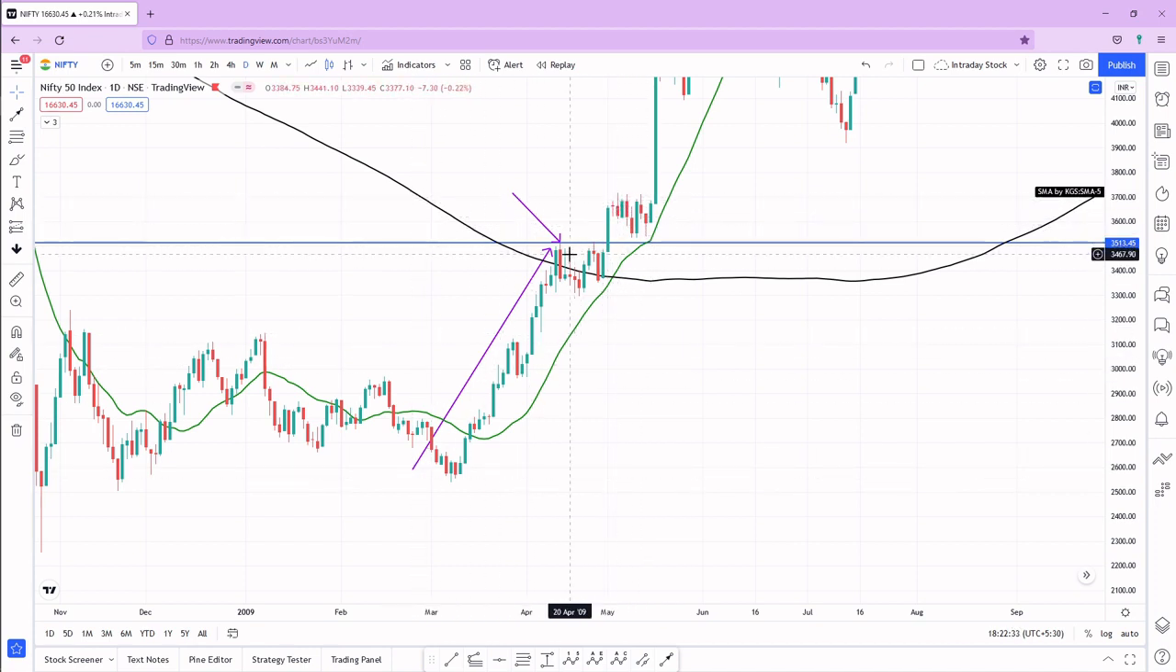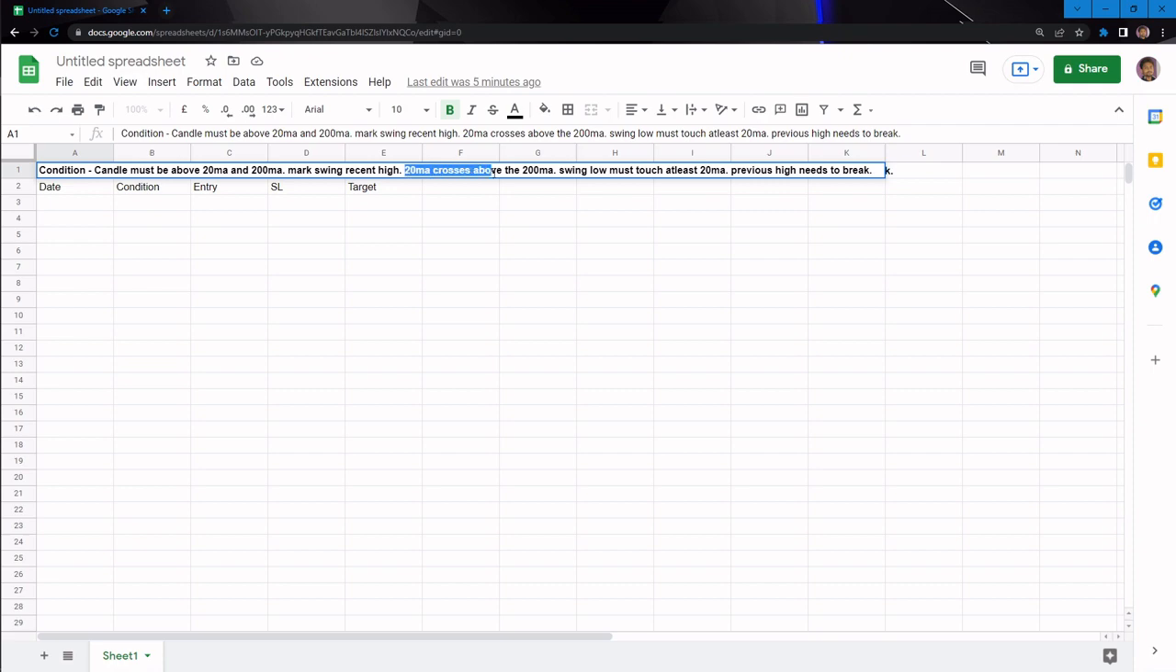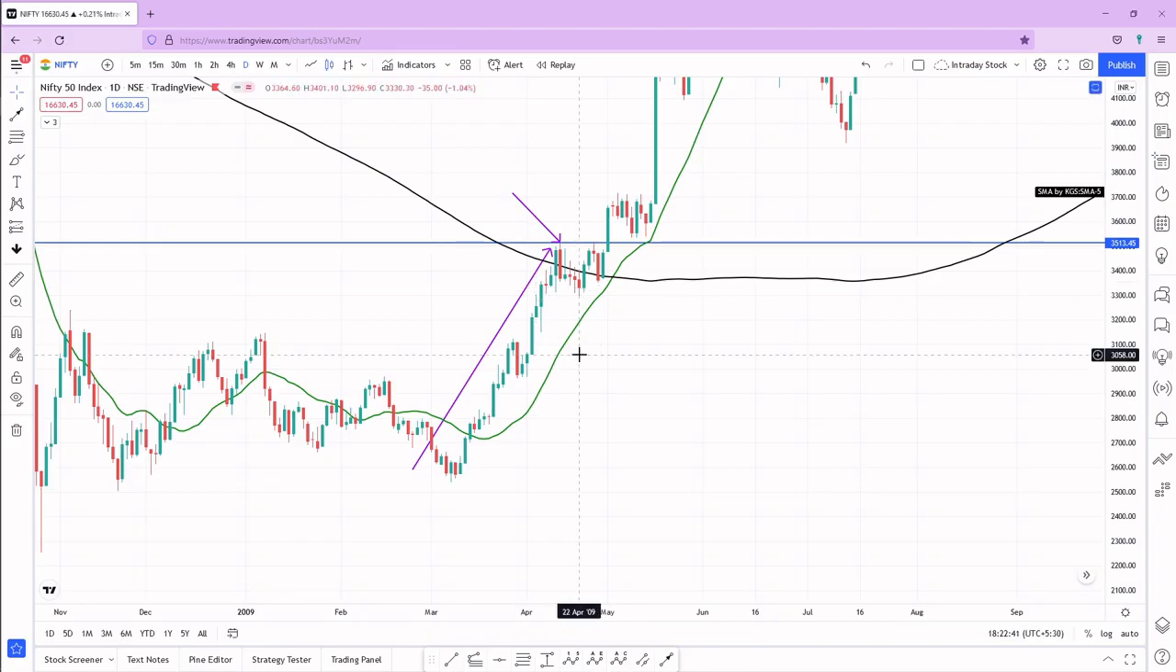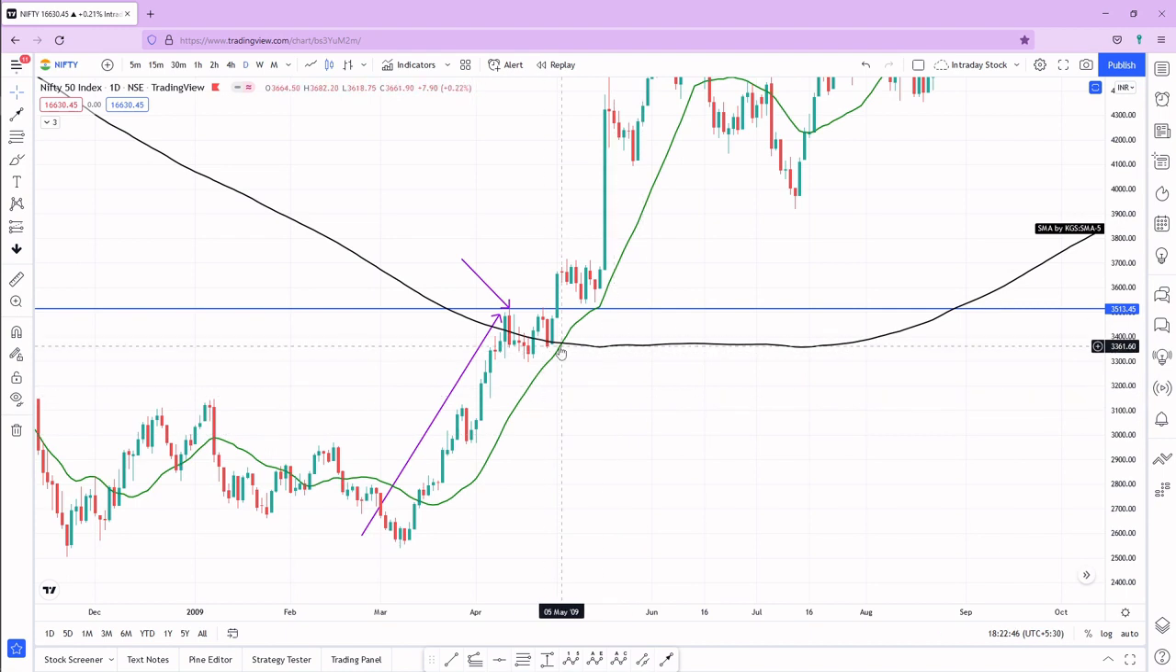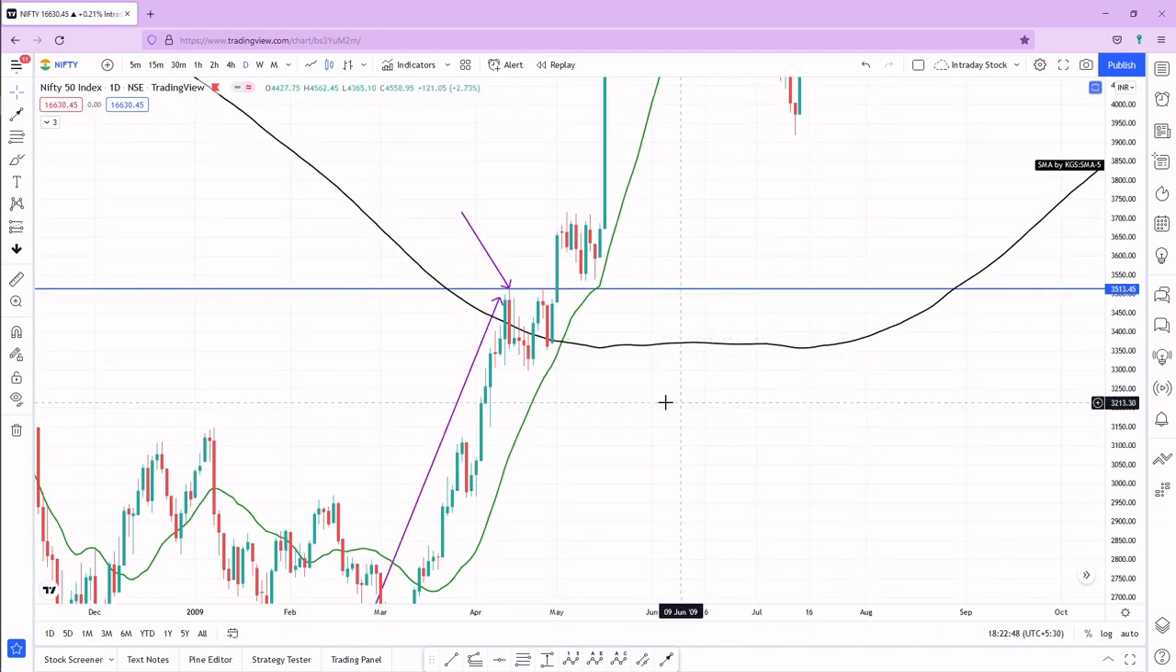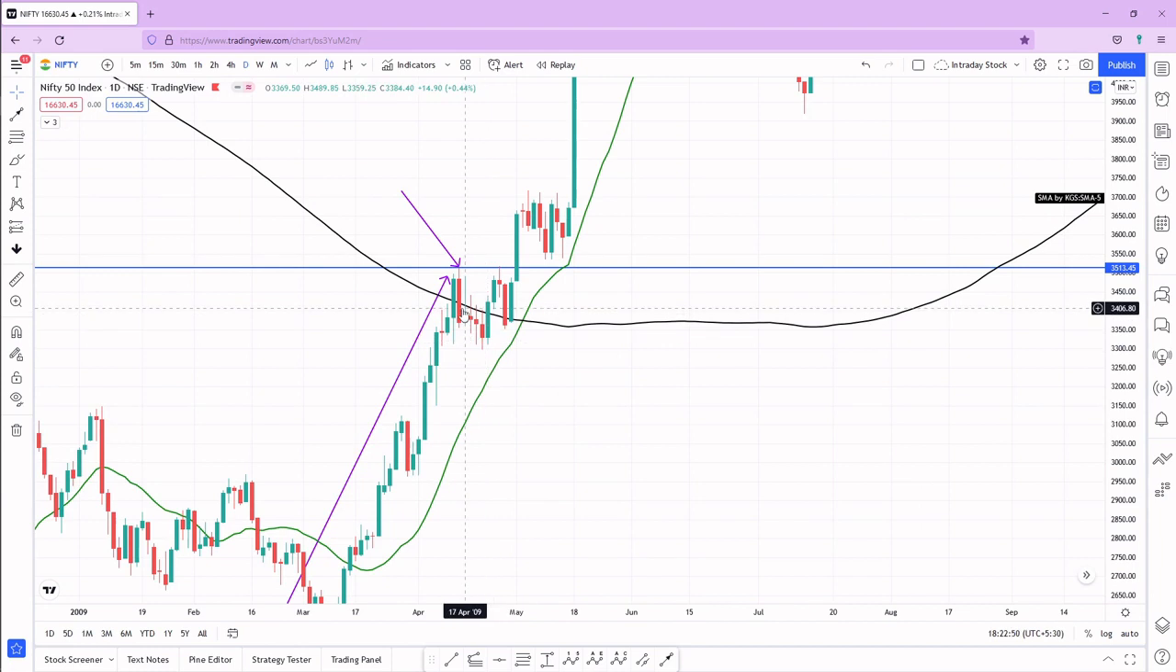So first of all, the candle has closed above the 200 as well as the 20 SMA, and I am going to mark the recent high. Next is the 20 crossing above the 200. Now I have to wait till the time the 20 crosses above the 200. Even in this candle the 20 SMA has not crossed above the 200 SMA. So this recent high scenario has failed.